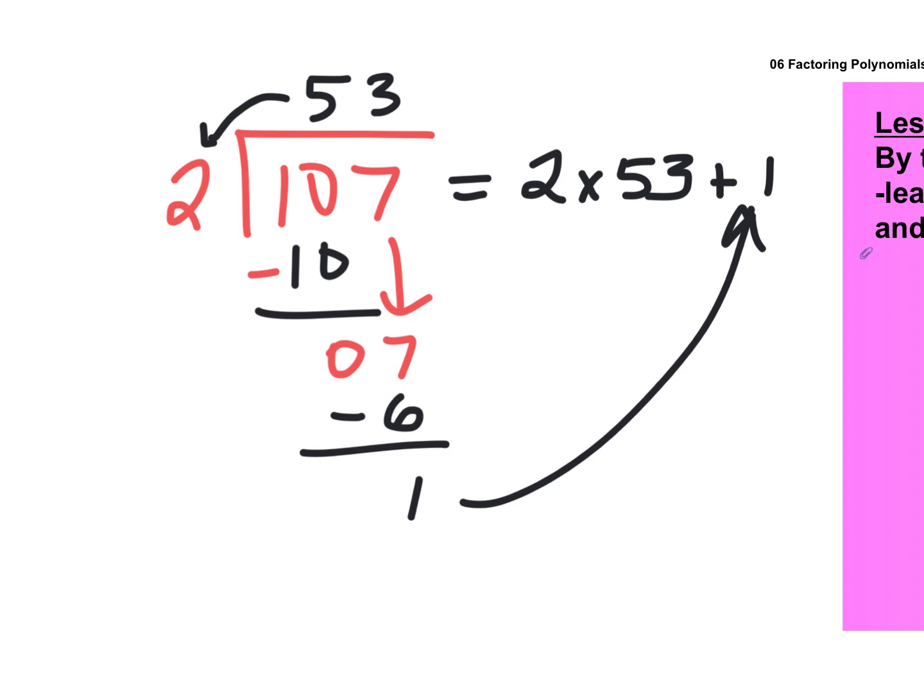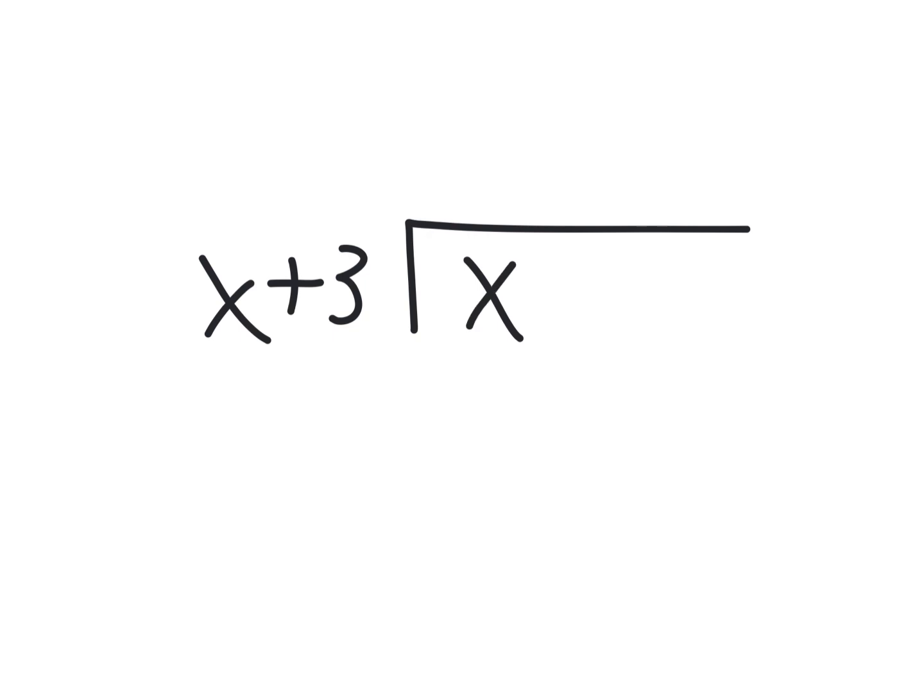Same thing happens on a basic long division. So let's do a basic long division here. X plus 3 goes into, I'm going to make it weird, X squared minus 9. Why is it weird? Because there's a missing what? X. Yes, or a missing term, you could say.